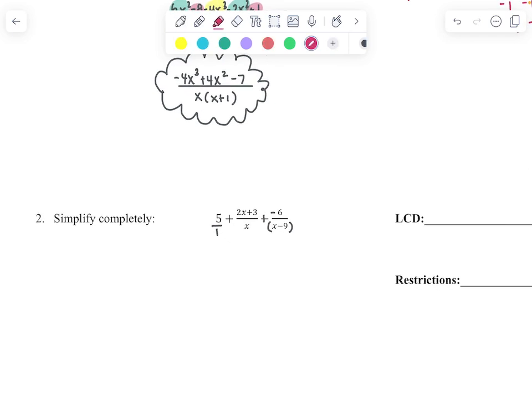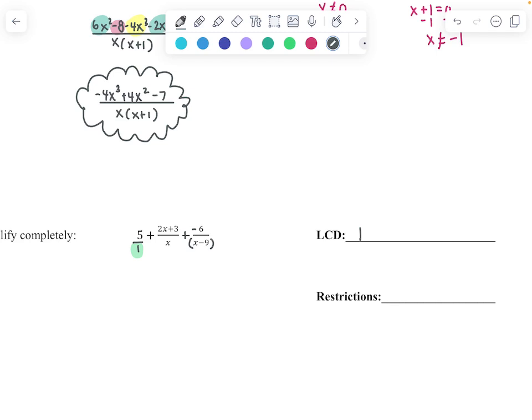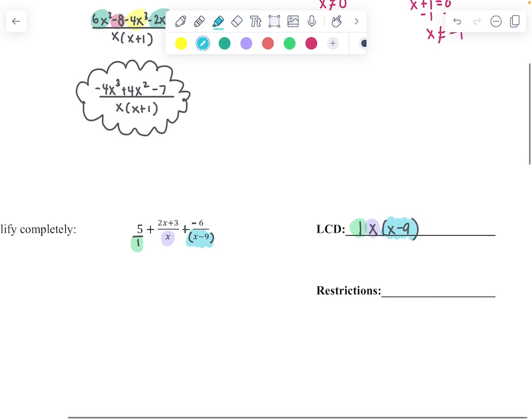So if we look here, we have a 1 in this denominator. I can say a 1 here, but it actually won't really change anything. If we look in this denominator, I have an x by itself, so we know we're going to have an x by itself in our least common denominator. And then in this denominator, we had an x minus 9. So 1 times x, that's just x, so our least common denominator will be x times x minus 9.